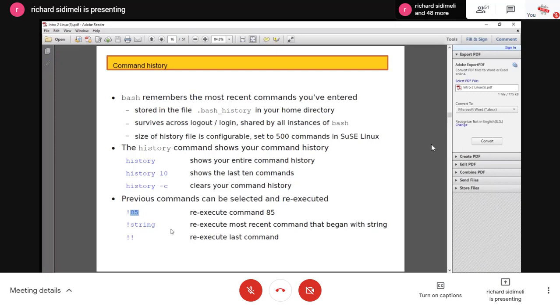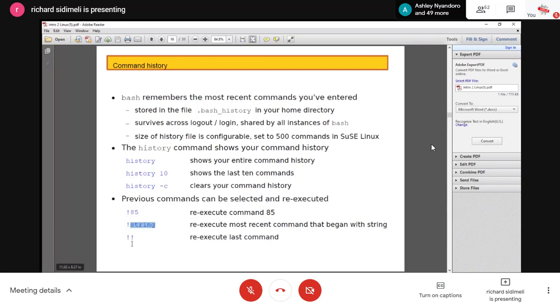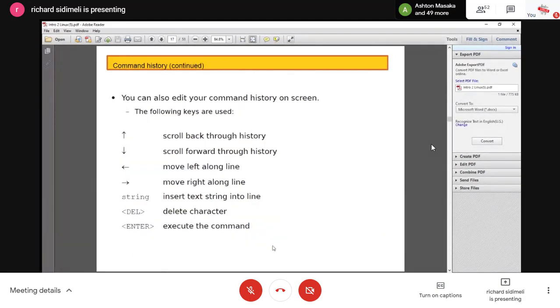You can also say exclamation mark plus string, which will run the most recent command that begins with string. If you want to say, I don't know what else I was putting, but it started with string something, you can say exclamation mark and string. Then it will call that into the rerun. If you want the last one, you can do 2 exclamation marks. The up and down keys in the history can actually move the history backward and forth.